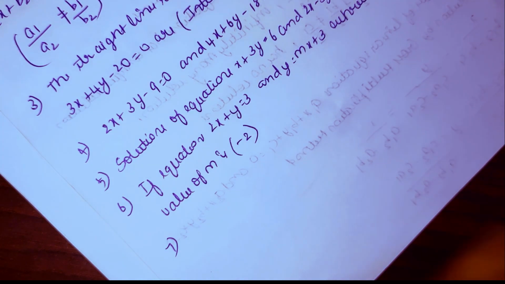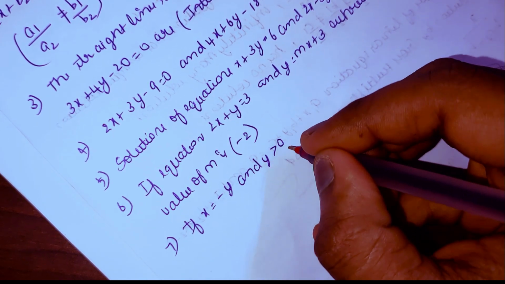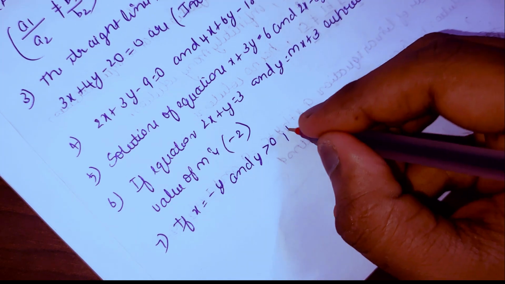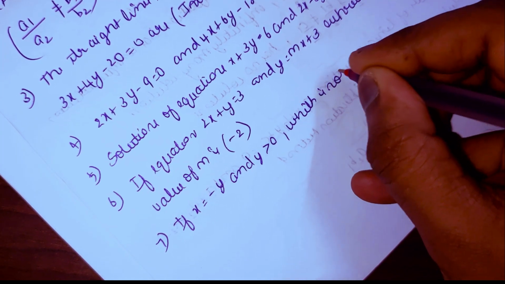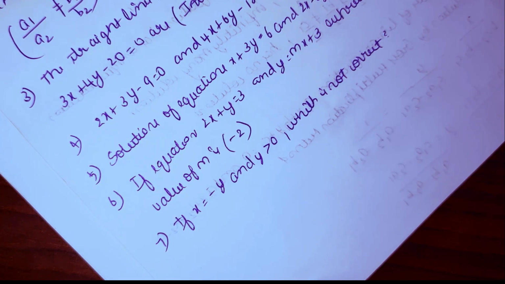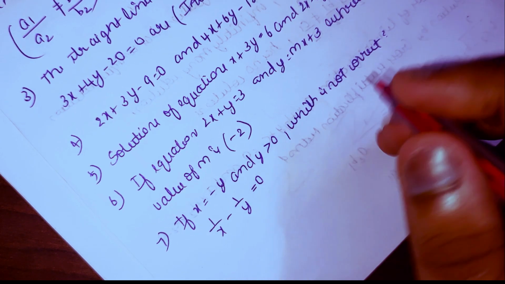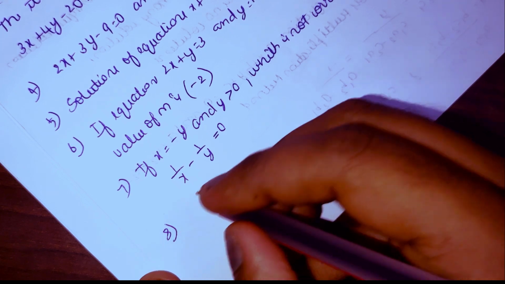Seventh question. If x equal to minus y and y is greater than 0, which of the following statements is not correct? I'll give the options. x square y is greater than 0, that is the first option. x plus y equal to 0, second option. xy is less than 0, third option. 1 by x minus 1 by y is equal to 0. So the correct option is 1 by x minus 1 by y is equal to 0. That is not correct.